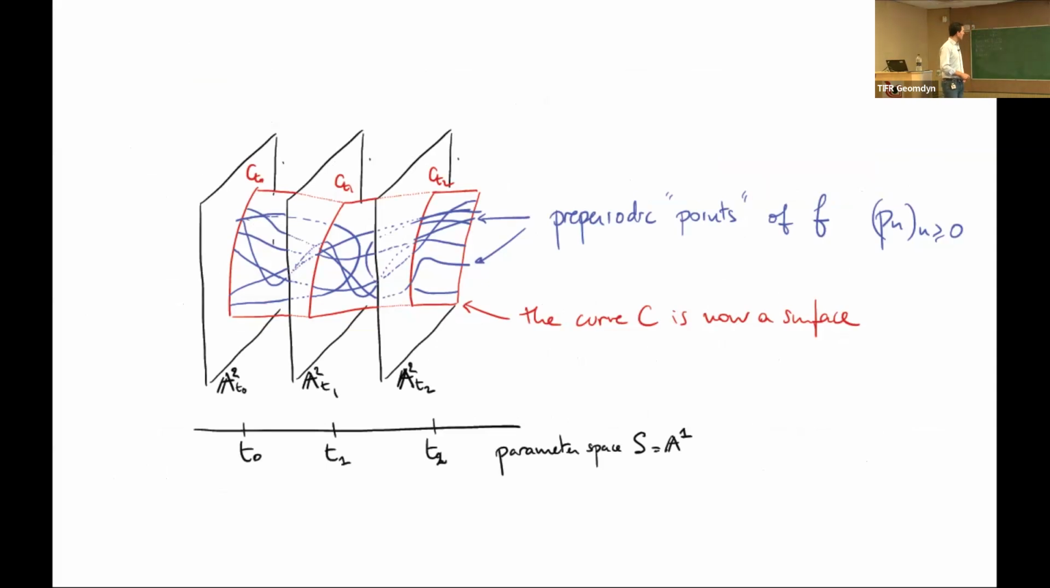You have a one-parameter family of plane mappings, with a curve which is now moving with the parameter, so it becomes a surface, and you have plenty of preperiodic points living inside that. So it's very similar to what Laura discussed in our talk, and so you have this mess of preperiodic points living inside this red surface. So the curve becomes now a surface, and you want to get a contradiction out of this.